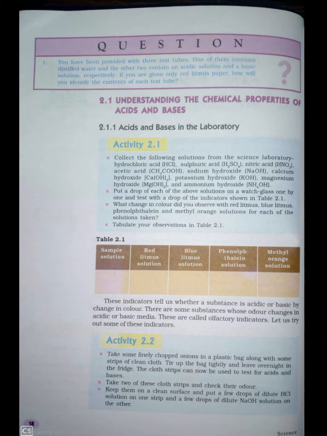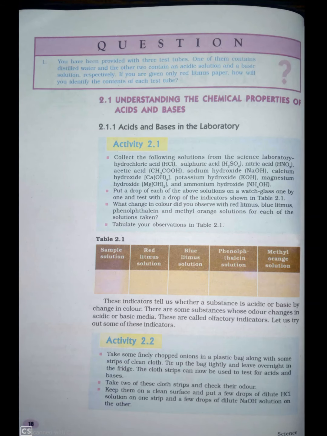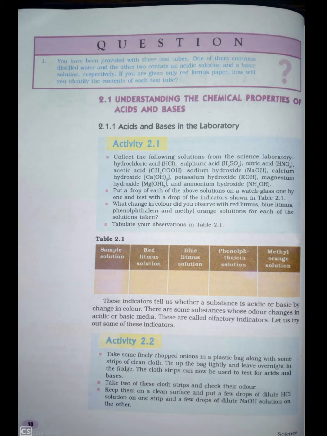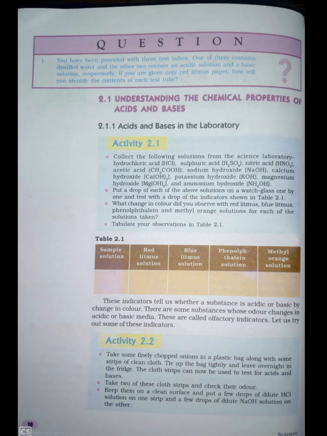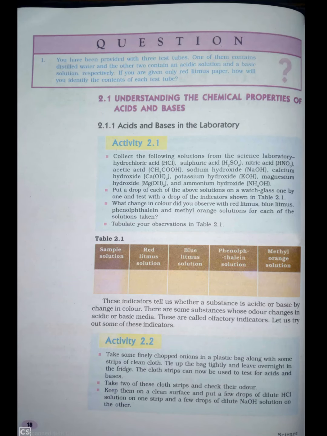Table 2.1. A table is given with the columns sample solution, red litmus solution, blue litmus solution, phenolphthalein solution, methyl orange solution. You have to fill this table. These indicators tell us whether a substance is acidic or basic by change in color. There are some substances whose odor changes in acidic or basic media. These are called olfactory indicators. Let us try out some of these indicators.